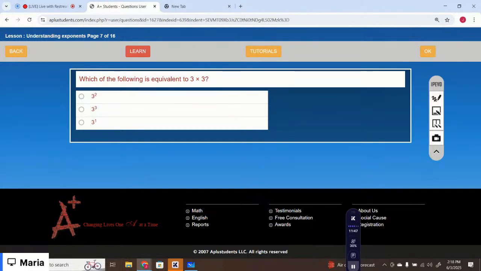Which of the following is equivalent to 3 times 3? For 3 times 3, you need to write 3 exponent 2 because you're multiplying 3 two times. So option number 1 is the correct option. 3 exponent 2. Option number 1 is the correct option.